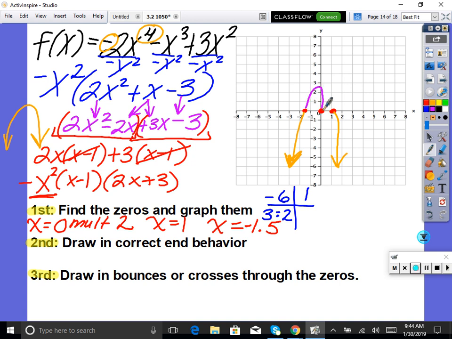Now at 0, should I be bouncing or crossing through? Bouncing. So now that I've hit 0, I'm making it a round corner. I'm bouncing back up. Don't make it a sharp corner because then it's not a polynomial, right? You see how I just bounced back up? And then it's coming down, and isn't it just crossing through 1? And we've done our rough sketch. You have questions on that?